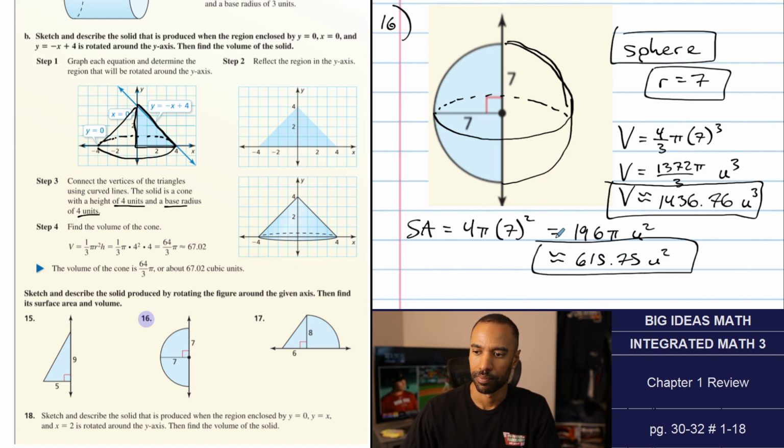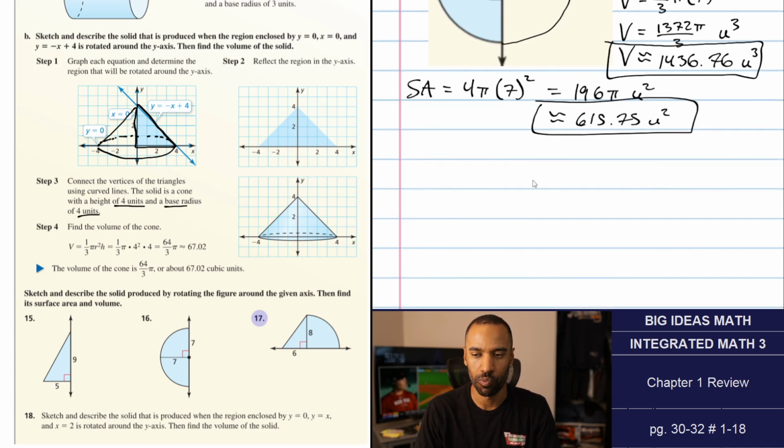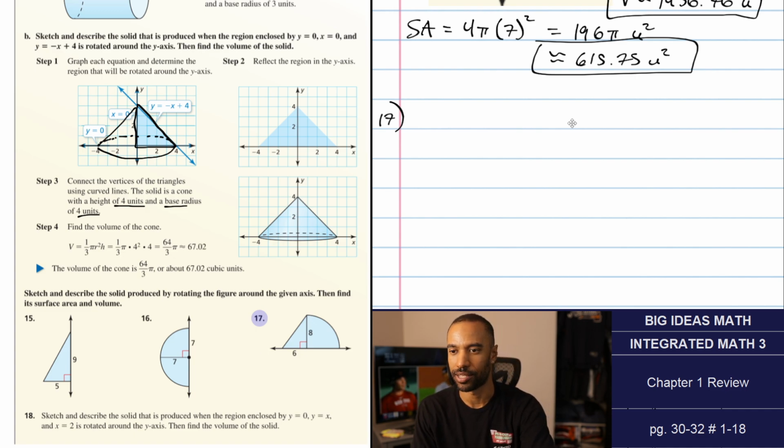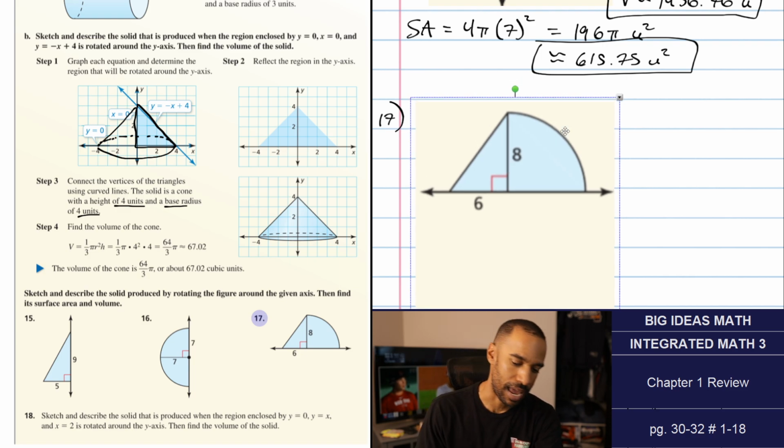Square units. Okay. Let's jump to number 17. Now 17 has 2 different shapes in one, where it's going to take a little bit of work. We're going to have to work it. We're going to have to add possibly some things when it comes to volume, right? It's more of a composite solid.